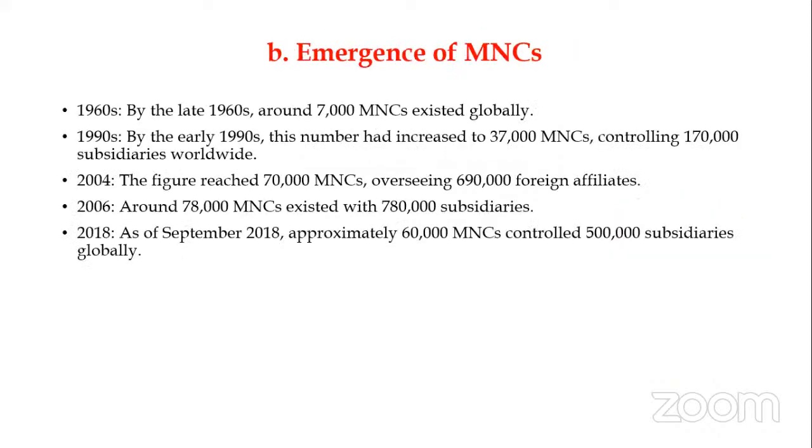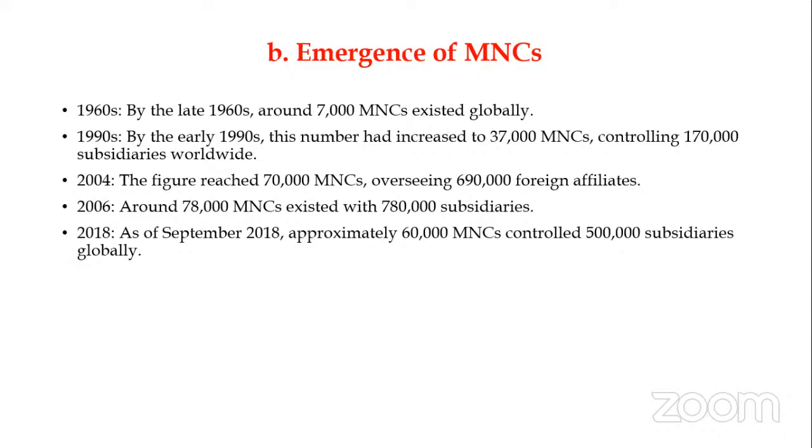The second point is the emergence of MNCs. Look at the 1960s: only 7,000 MNCs, multinational companies, were there globally, whereas in 2018 statistics, 60,000 MNCs are there. All of you know the operations of MNCs. Can you imagine the cost of preparation of financial reports by the MNCs if every country follows its own national accounting practices? The cost of preparation was too high. Hence we wanted uniform accounting standards, globally accepted accounting standards. So this is another reason.